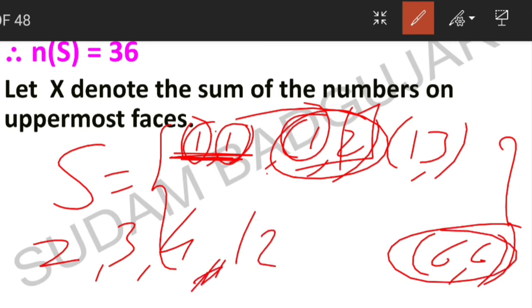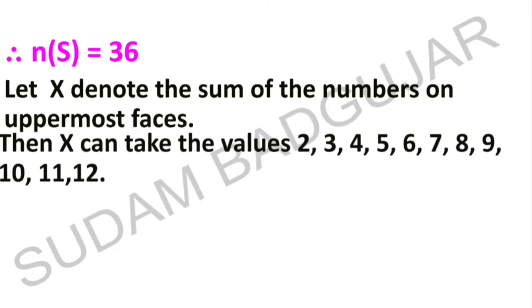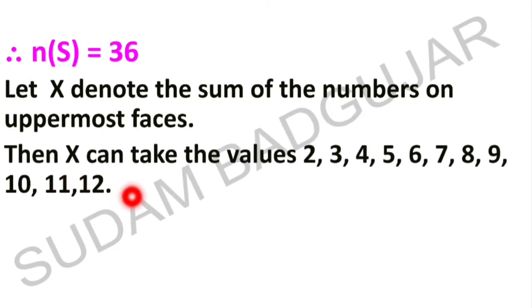Means X takes the values 2, 3, 4, 5, 6, 7, 8, 9, 10, 11 and 12 because of the sum of the numbers on uppermost faces. Start from 2. Suppose X equal to 2. How many possibilities? It is only one possible value. X equal to 3 means there are two elements (1,2) and (2,1). You can find out separate values or you can make a table.